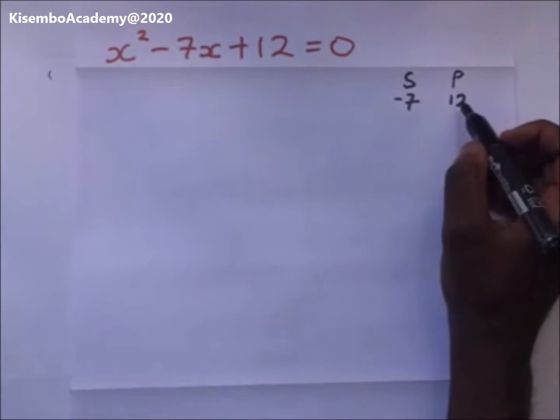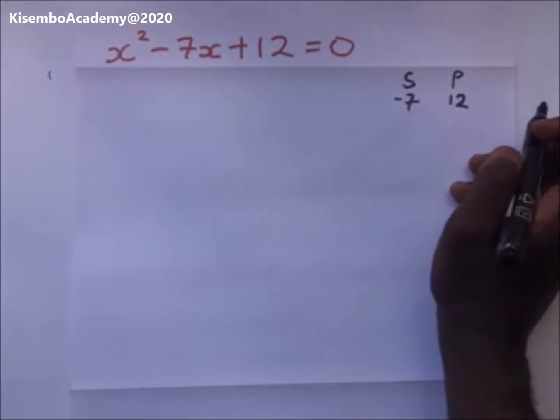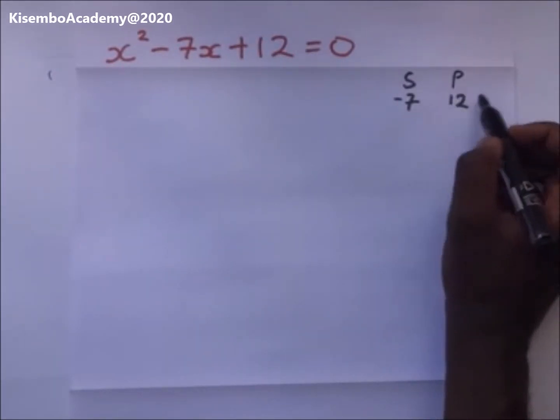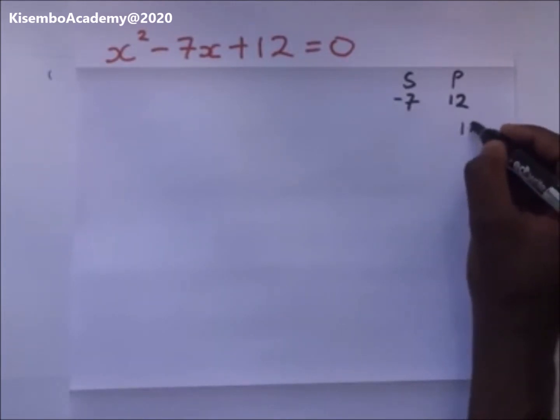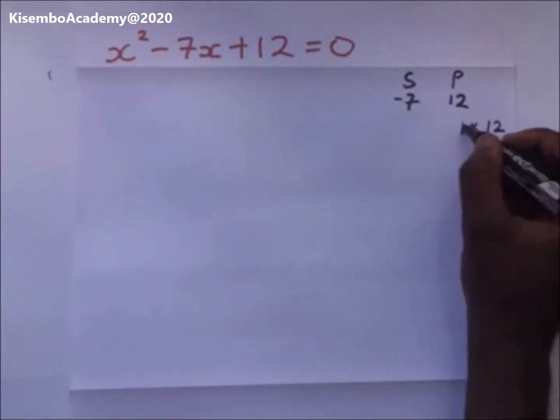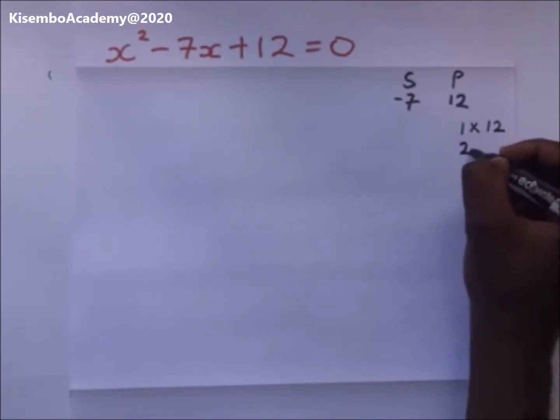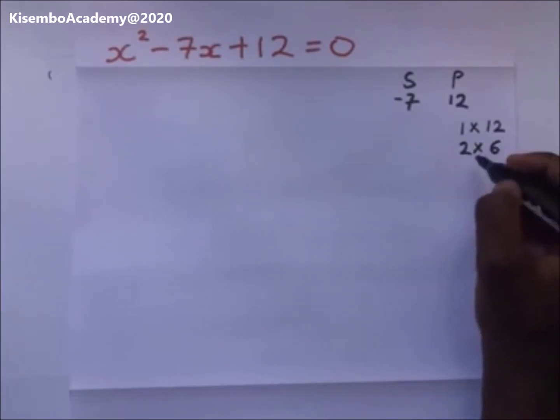So, what are these two numbers? Where do we get these two numbers? We get them by evaluating the factors of 12. So, the factors of 12, among others, we have 1 times 12, that's a factor of 12. We have 2 times 6, then we have 3 times 4.